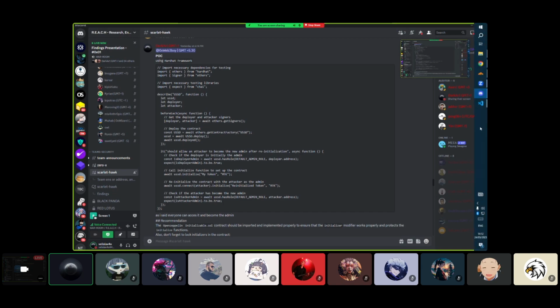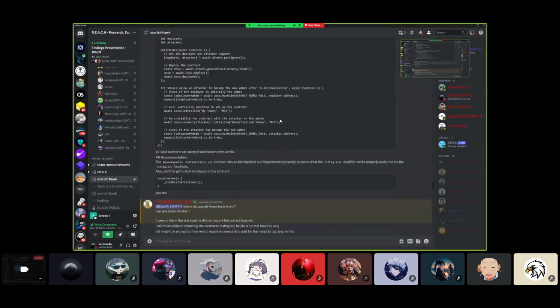Exactly. If they implemented it from OpenZeppelin and used OpenZeppelin, it would be completely fine. It would be perfect. Even here you can see they recommend using the OpenZeppelin Initializable. Really nice, guys. This is a really good meeting for us to have.